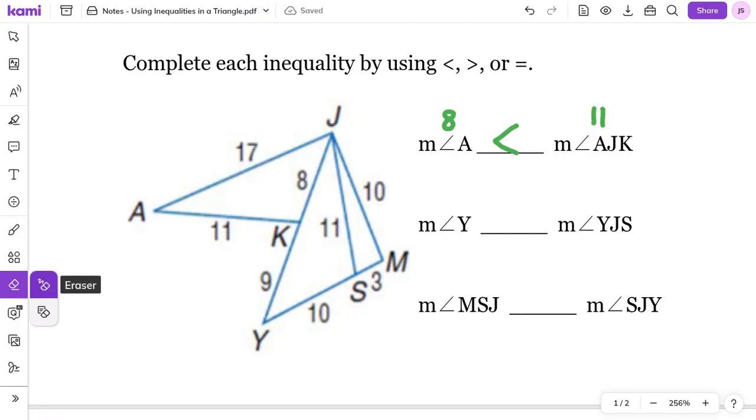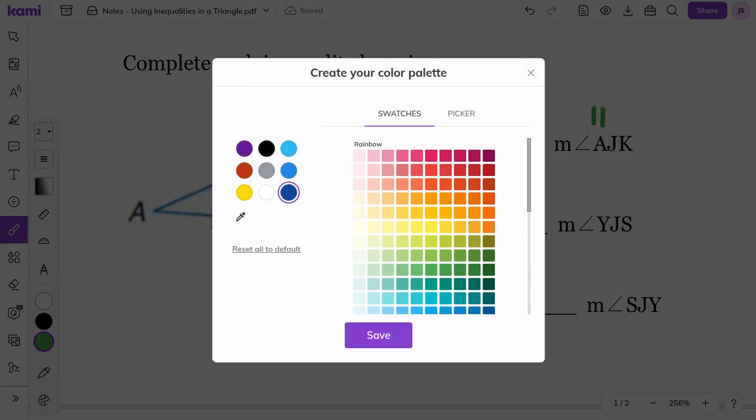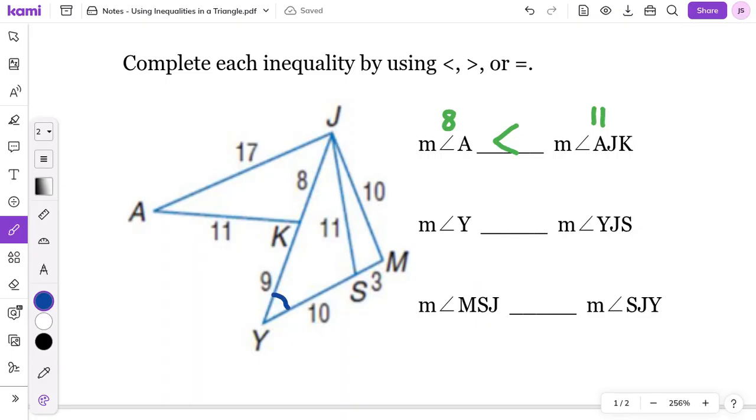Let's try it again with two different angles. So angle Y and angle YJS. Here's angle Y and here's angle YJS in this triangle, the middle one. All right, angle Y is across from a side length that is 11, and angle YJS is across from a side length that is 10. So angle Y would be greater than YJS.